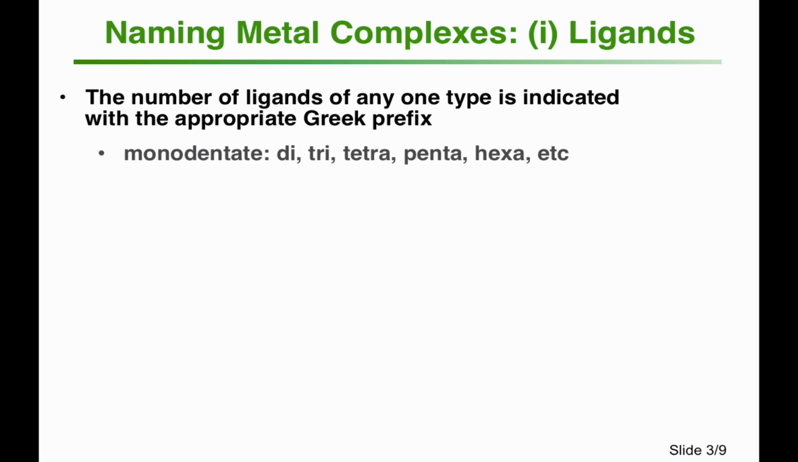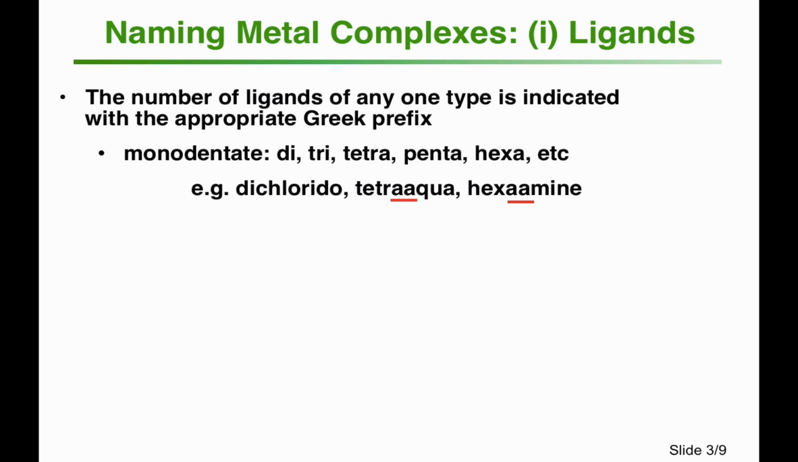To indicate the number of ligands of any type, we add the appropriate Greek prefix like di or tri or tetra, etc. So if we have 2 chlorido ligands, we have dichlorido. If we have 6 amine ligands, we have hexamine. Notice that we need to be able to go backwards. We need to chop this up in order to work out exactly how many we've got, so the spelling is preserved. So although it may look ugly, we have tetraaqua, double A, and we have hexamine, we have double A again.